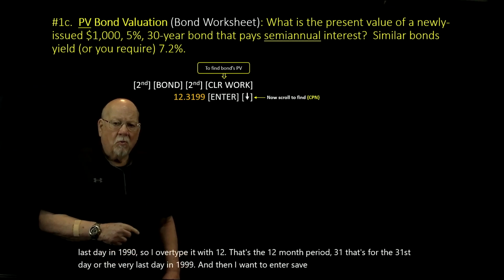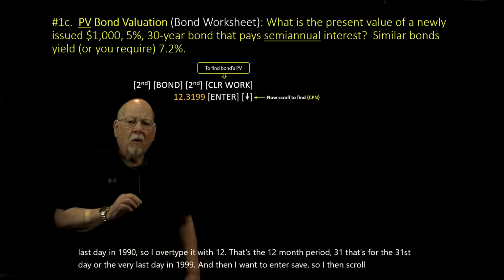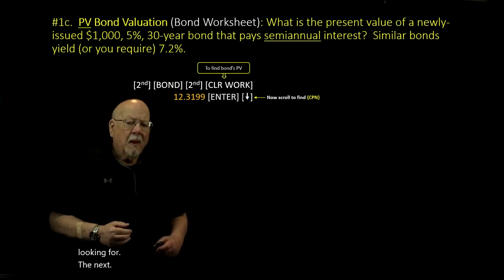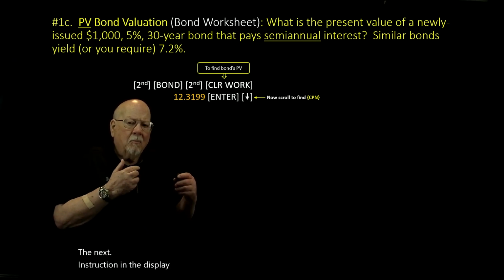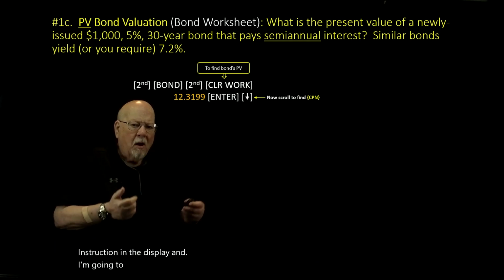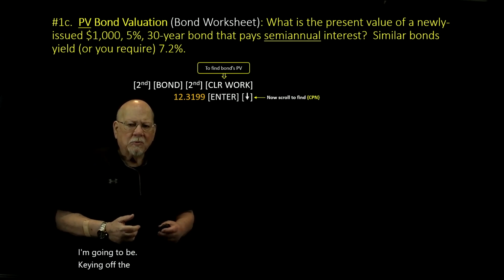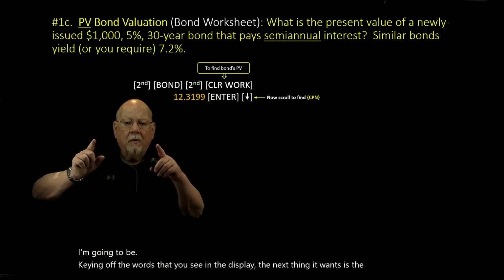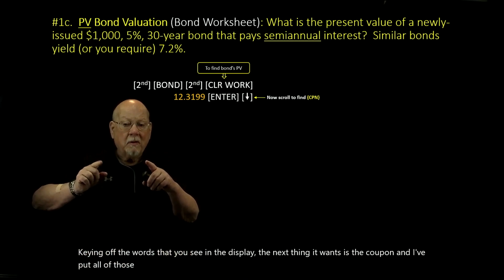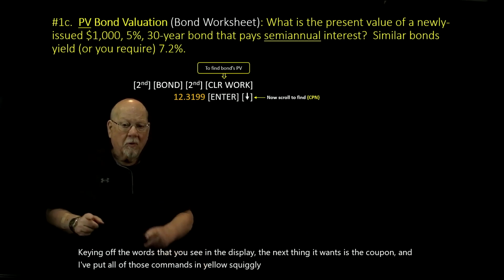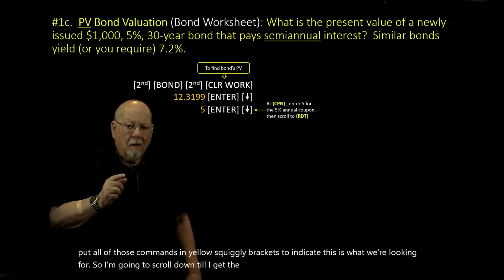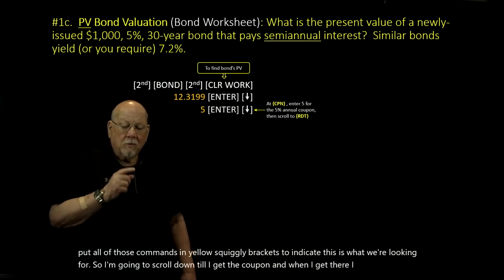So I then scroll down and I'm looking for the next instruction in the display. And I'm going to be keying off the words that you see in the display. The next thing it wants is the coupon. And I've put all of those commands in yellow squiggly brackets to indicate this is what we're looking for. So I'm going to scroll down until I get the coupon. And when I get there, I put in 5 because that's the coupon.